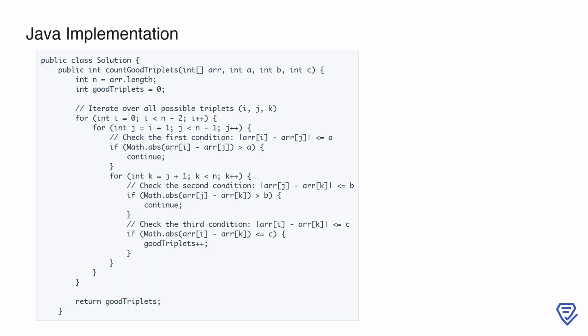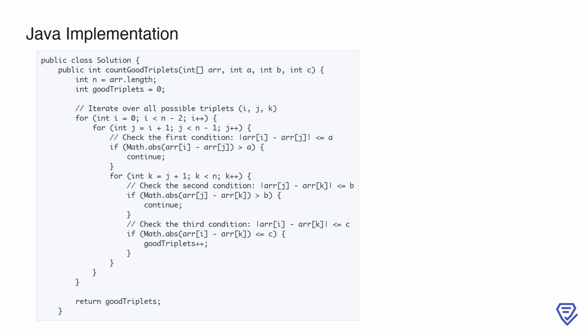Here, we have the Java implementation for counting good triplets. We begin by defining the method countGoodTriplets, which takes an integer array arr and 3 integer parameters a, b, and c. Inside the method, we initialize the variable n to store the length of the array and a counter, goodTriplets, to keep track of the number of valid triplets we find.